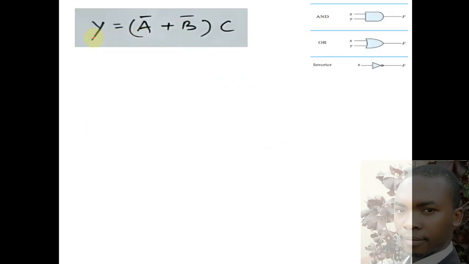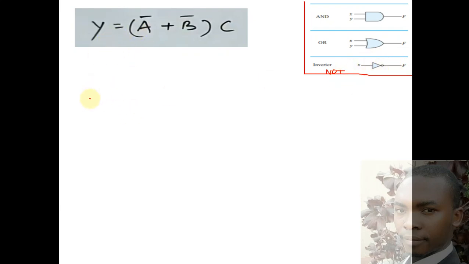So number one is Y equals NOT A plus NOT B into C. Here I've just put this one here as our guide: the AND, the OR, and then the inverter. The inverter is called the NOT gate, so don't get confused. The NOT gate, we are going to be using this.